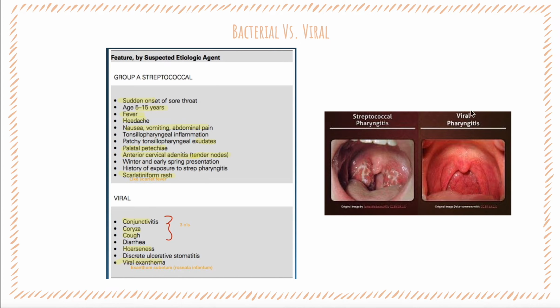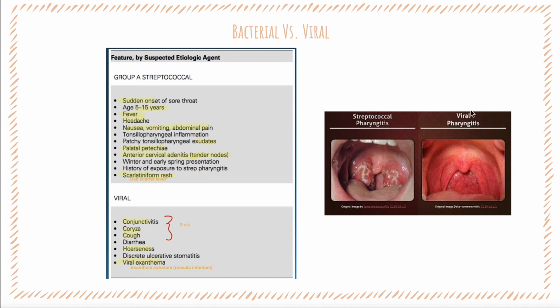Usually, bacterial comes in ages more than 5. Viral can come at any age, either older or younger. Bacterial usually presents with high-grade fever, while viral is usually low-grade fever. In bacterial, you're going to have unilateral tender cervical lymphadenopathy, so swelling of the cervical lymph nodes that is very tender and only on one side. For viral, it's bilateral and non-tender. In bacterial, you're going to have sore throat. In viral, it's not really common to have sore throat. So this table just shows you the differences between them, but we have talked about the most important ones.